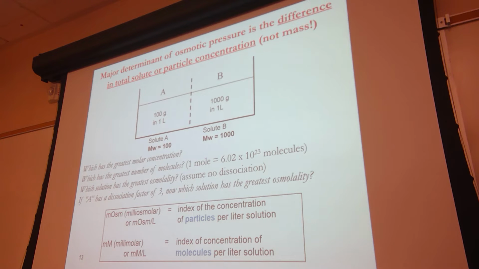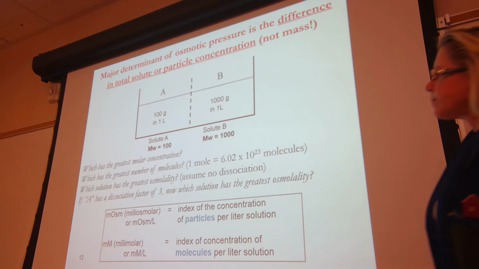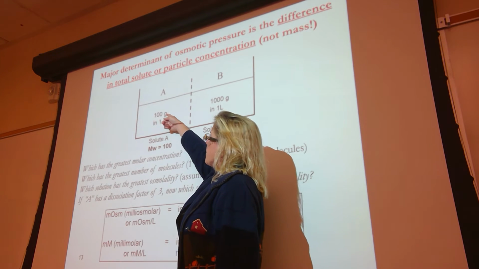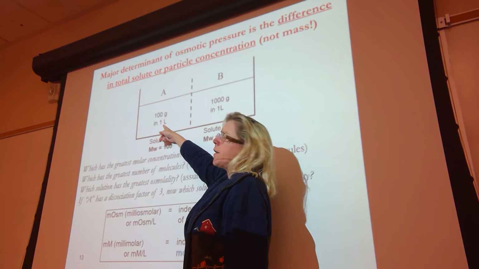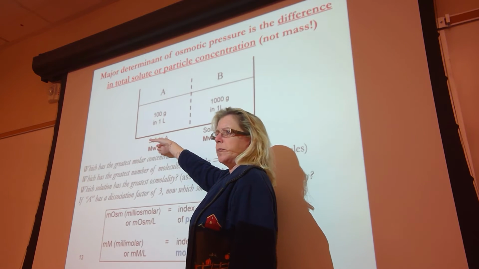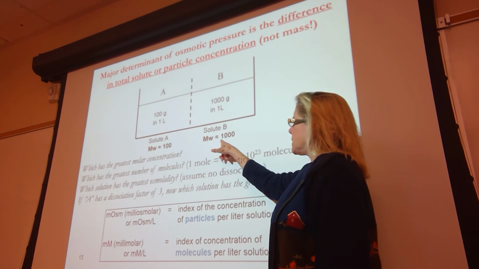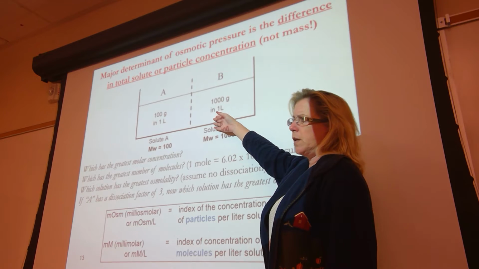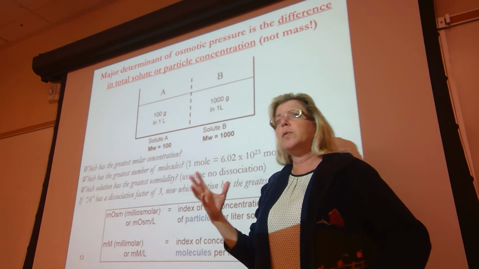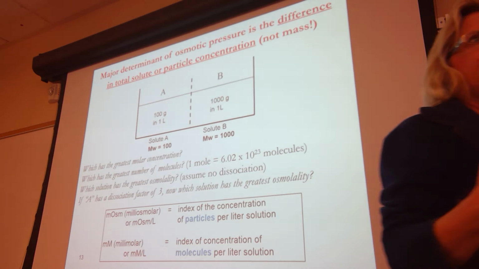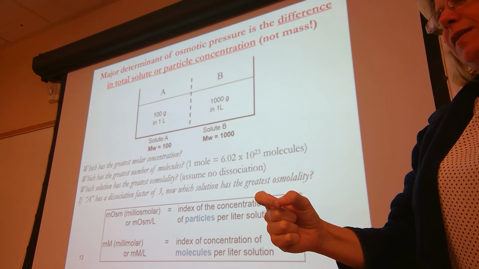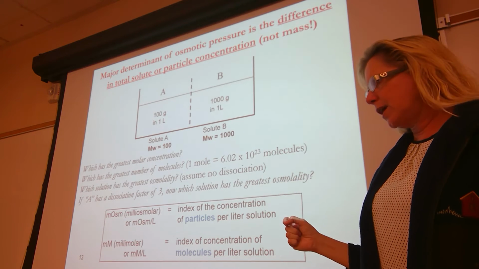You were tested on something like this on your chemistry exam. We have solute A that has a molecular weight of 100, and I put 100 grams in a liter of water. So this is a 1 molar solution for solute A. Solute B has a molecular weight of 1,000 grams, and I put 1,000 grams of it in 1 liter of solution. This also is a 1 molar solution. Some of you forgot that moles per liter, if everything is 1 mole per liter, then they have exactly the same number of molecules. 6.02 times 10 to the 23.